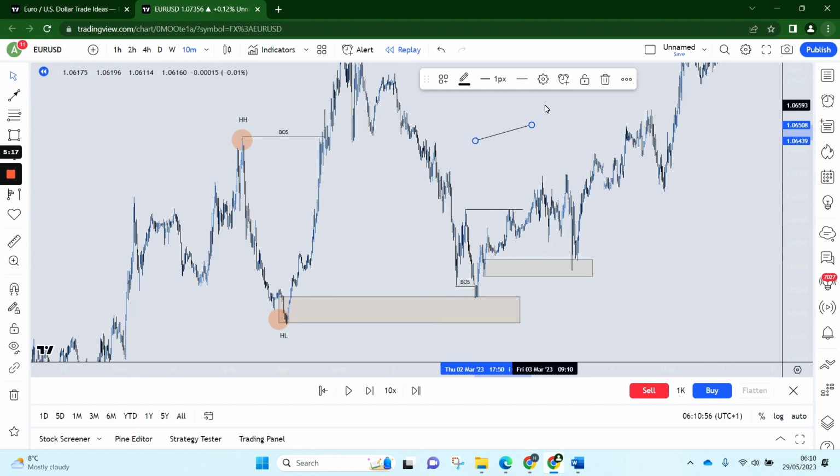Now I hope that clarifies everything for you guys, and I hope you understand what the change of character is. It is a very powerful tool within smart money concepts.